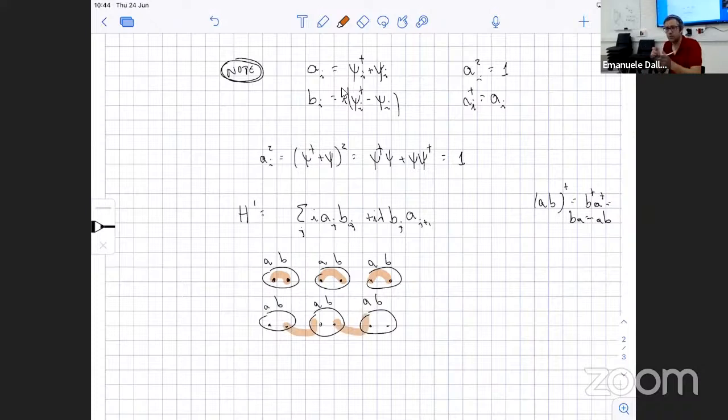Okay, and there is a competition between A and B on the same site and A and B on neighboring sites.